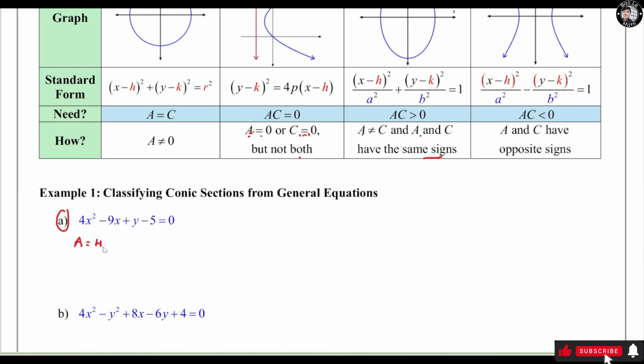A is going to be 4, C is going to be 0, D is going to be negative 9, E is going to be 1, and F is going to be negative 5. Now observe that A times C equals 0, 4 times 0 equals 0. It falls into this case right here, and it tells us that this one is the parabola.